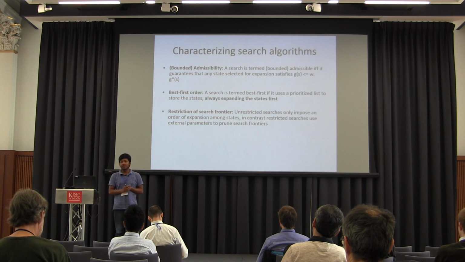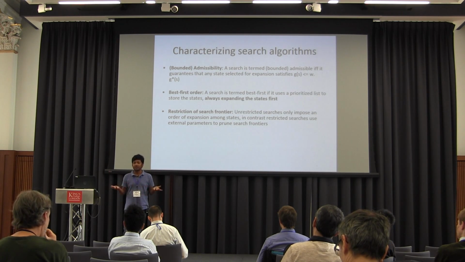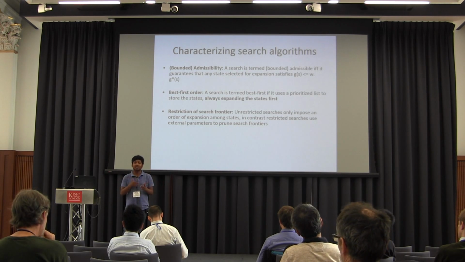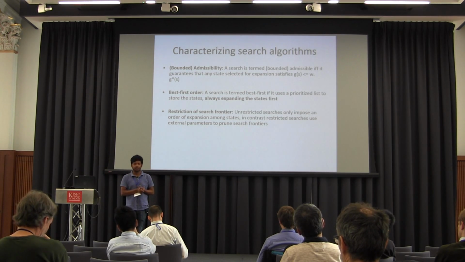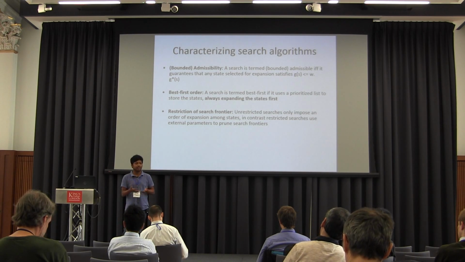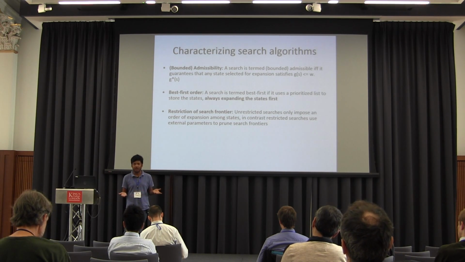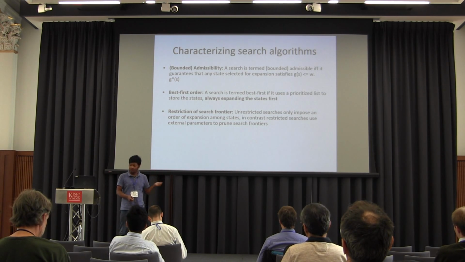There are many inadmissible searches which are best-first, like greedy best-first search. It's inadmissible, but it still works with a prioritized list and picking nodes from that list. But there are searches that don't follow this rule. For example, the classic DFS. DFS is not a best-first search. It doesn't use a priority queue or anything. It just goes on using a stack. And these are different for our purpose.